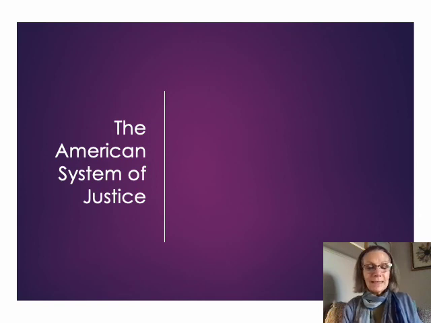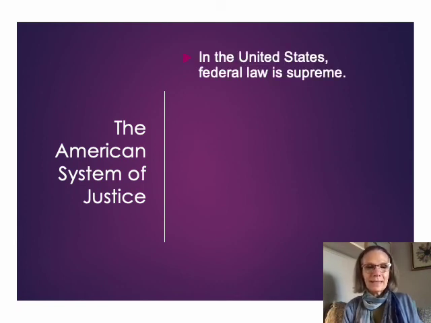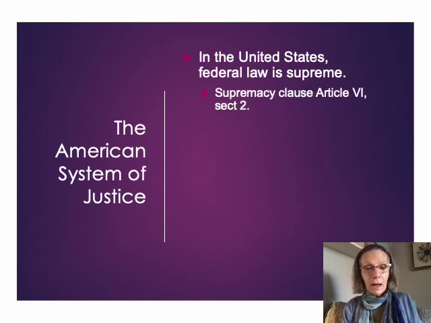All right, so now let's take a look at the American system of justice and some core principles to keep in mind, and then we'll move on to the organization of the court system in the United States. One thing to keep in mind when learning about the federal judiciary is that in the United States, federal law is the supreme law of the land. That comes from Article 6, Section 2, the Supremacy Clause, which means that federal law takes precedence over state law.